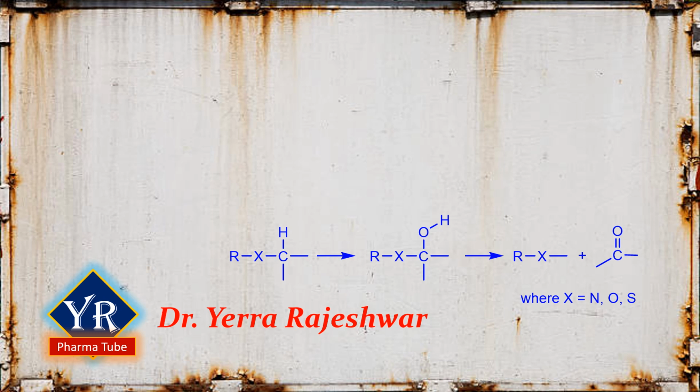In the previous video, we learnt the oxidation of benzylic carbon atoms, oxidations at allylic carbon atoms, and oxidation at the carbon atoms alpha to the carbonyl and imine groups.